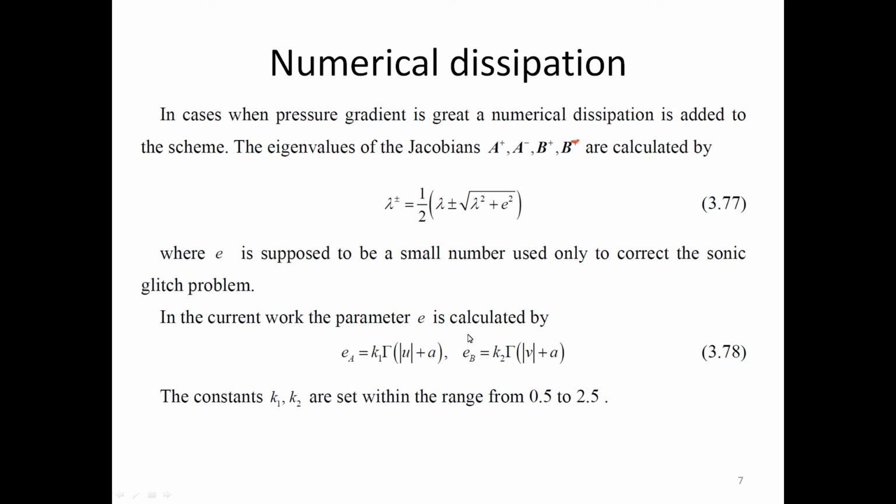In the current work, the parameter E is calculated by the following formulas. For matrix A and for matrix B. The constants K1, K2 are set within the range from 1/2 to 2.5.